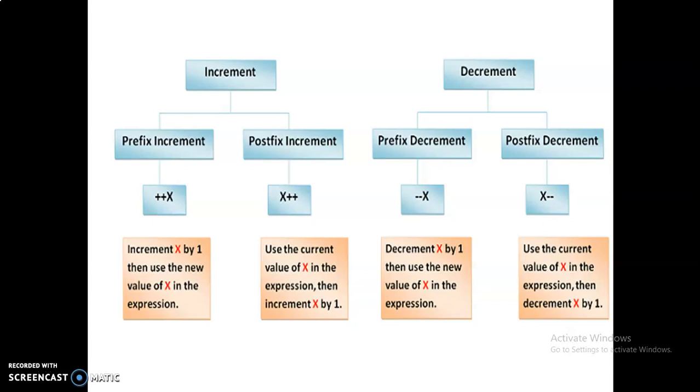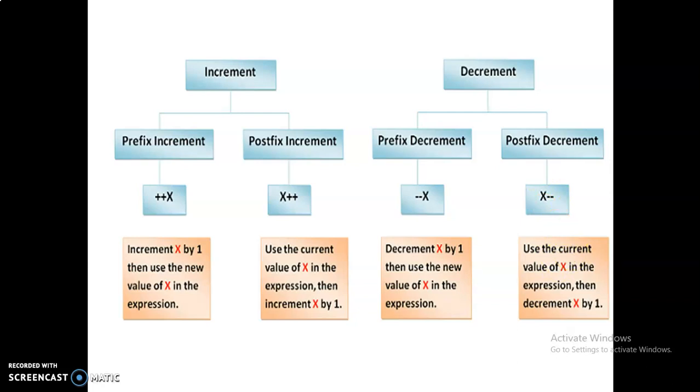Okay, in prefix, x is incremented by 1 and then the new value is used, but here it uses the current value of x and then increments x by 1. Like that, in decrement, prefix decrements x by 1, then uses the value of x in the expression. Like that, in x minus minus, it uses the current value of x in the expression, and then it is decremented by 1. The value is placed in the operand.